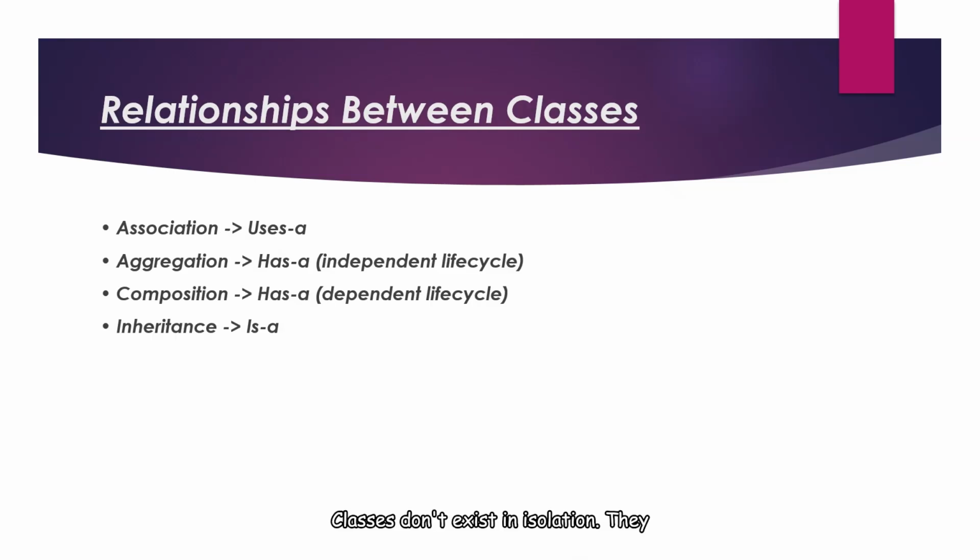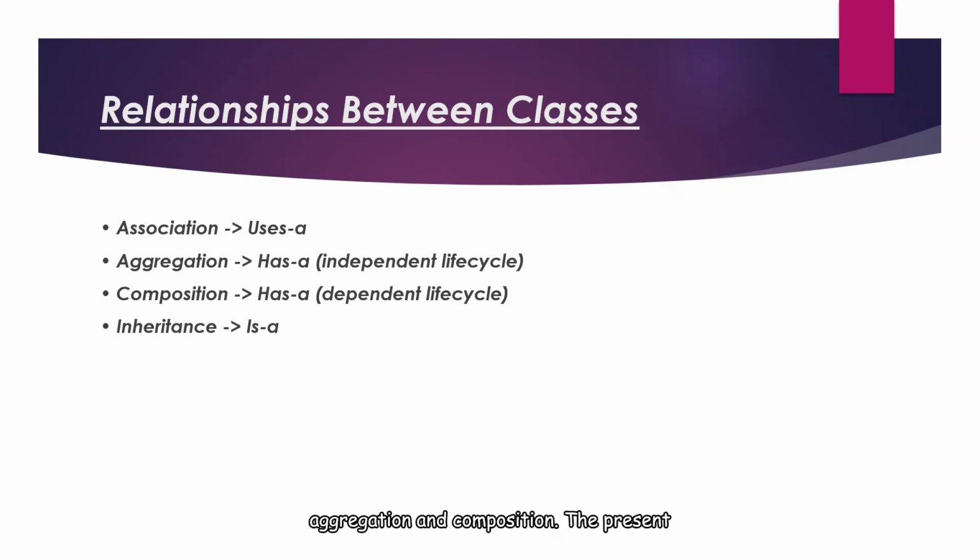Classes don't exist in isolation, they are often related to each other. There are several types of relationships in class diagrams. Association represents a simple relationship where one class uses another. For example, a car class might be associated with an engine class.